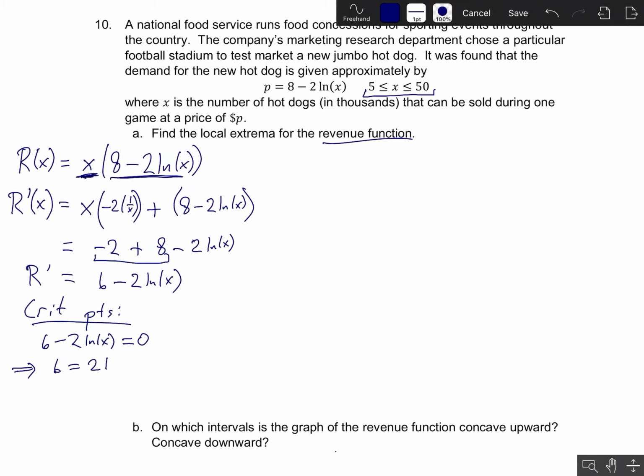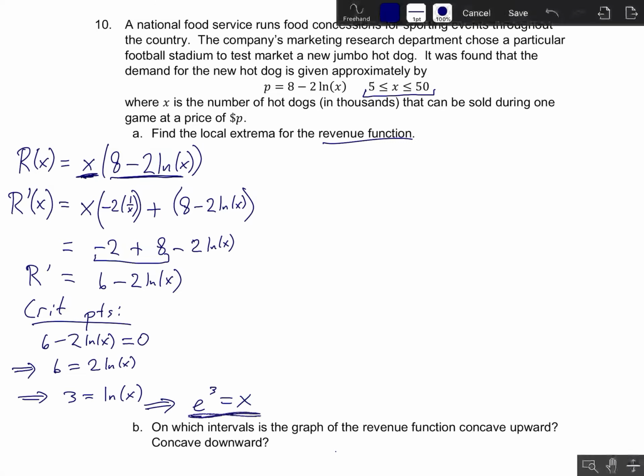So if I add 2 ln x to both sides, I get 6 is equal to 2 ln x. Dividing both sides by 2, I get 3 is equal to ln x. And then applying e to the x to both sides of this equation, or in other words, exponentiating with base e on both sides, I get e cubed is equal to x. So this is our critical point. e cubed is the only critical point.